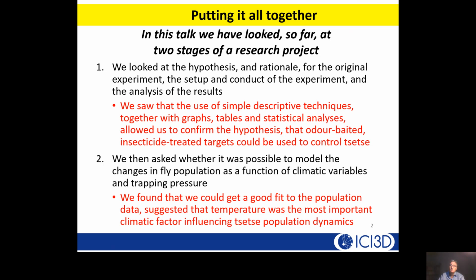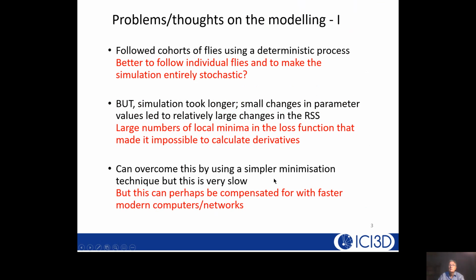We then asked whether it was possible to model the changes in fly population as a function of climatic variables and trapping pressure, and found that yes, we could get a good fit of the data, suggesting that temperature was the most important climatic factor influencing tsetse population dynamics. And that's an important result. People hadn't been able to demonstrate that before.